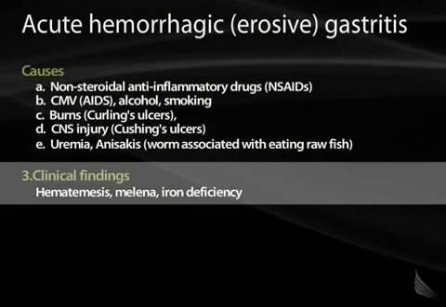Clinically, what we find is that patients present with hematemesis or vomiting of blood, melena or the presence of dark, tarry, often offensive smelling stool, and will have iron deficiency. Iron deficiency is less common in an acute bleed, and is more commonly found when there is a slow chronic bleed that's present with loss through the GI tract.